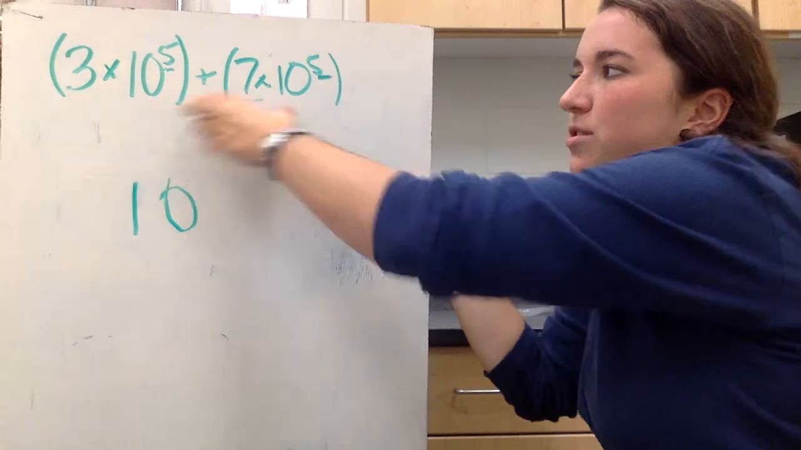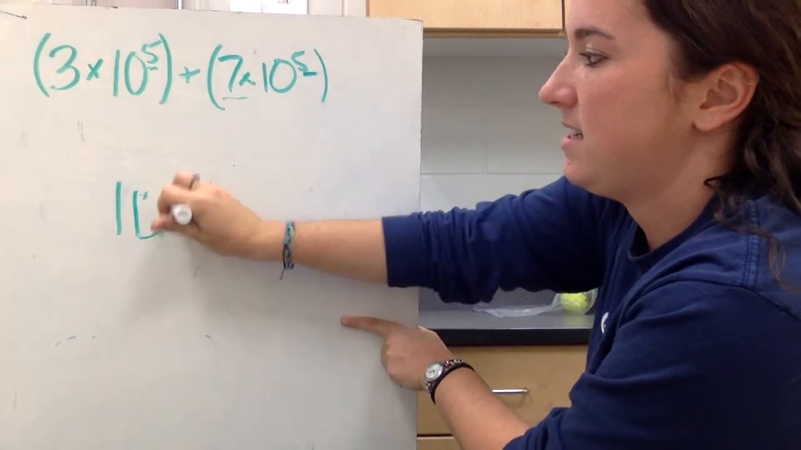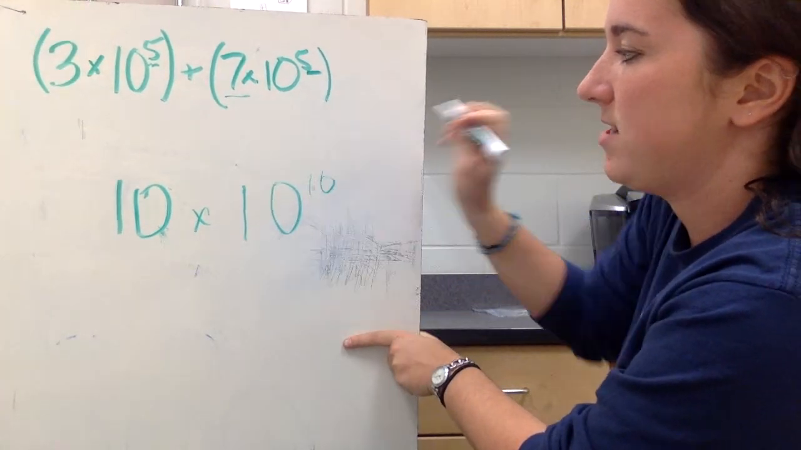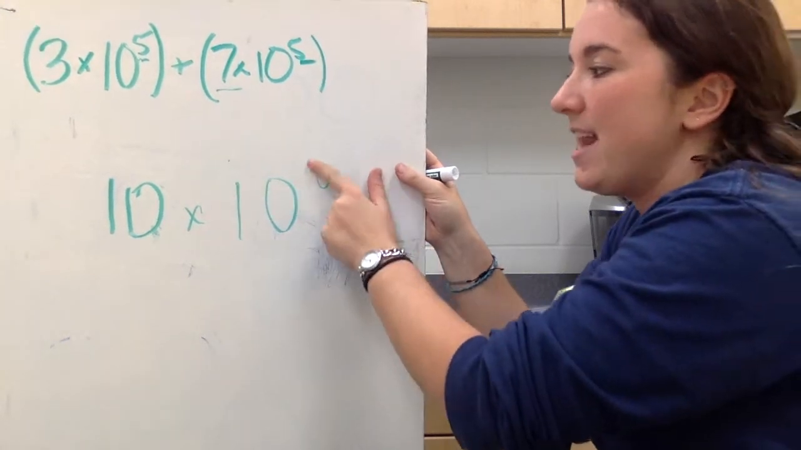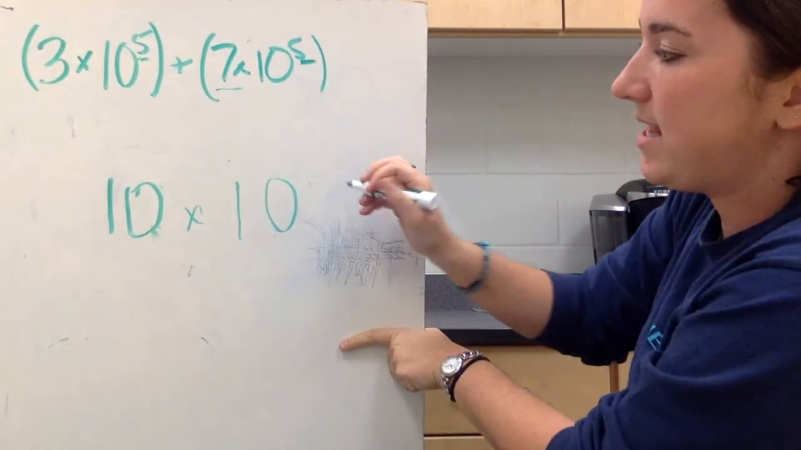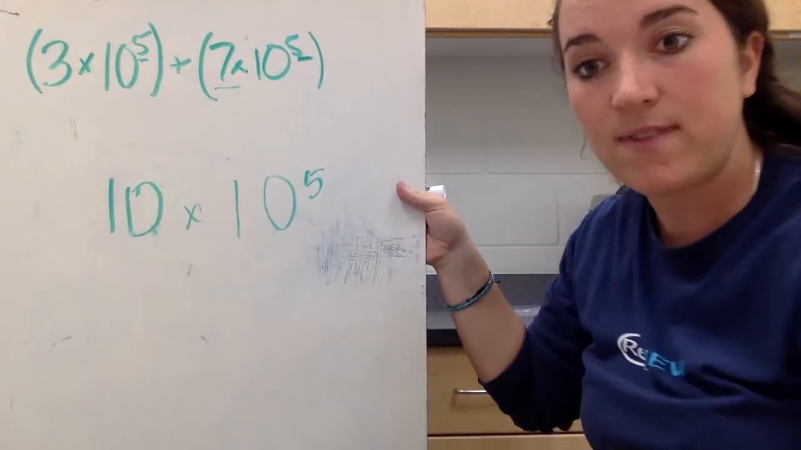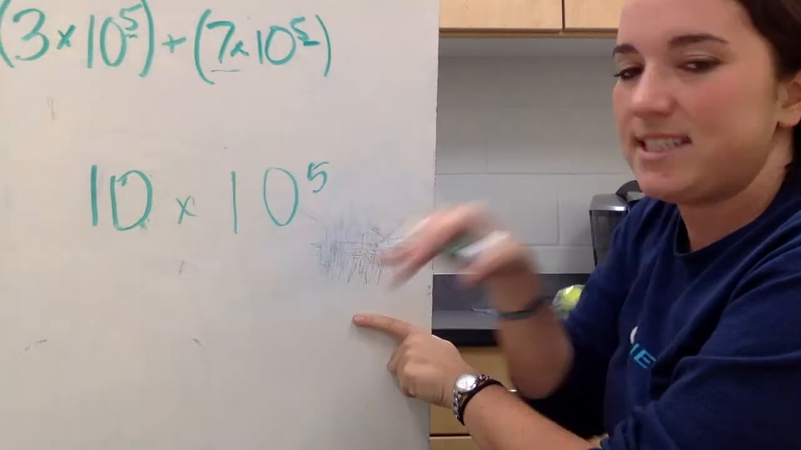And then what do we do with our tens? Am I going to do 10 times 10 to the 10th power? Is that correct? No, it's not correct. When we're adding and subtracting, we keep our exponent because that's just telling us the place value we're adding. Okay, so now I have 10 times 10 to the 5th.